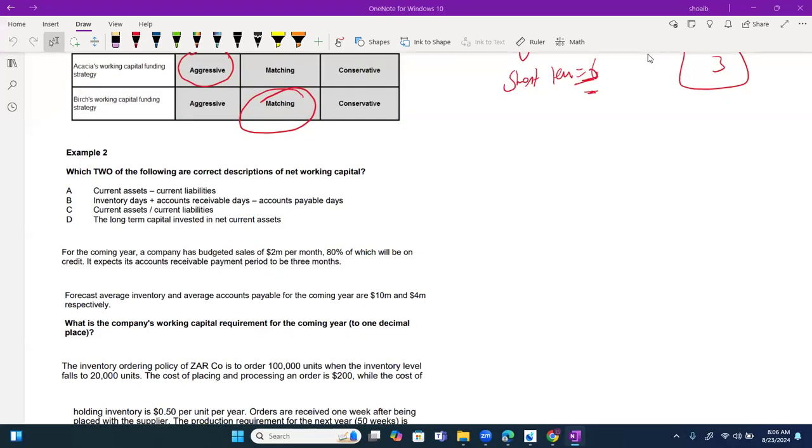Example number 2. Which two of the following are correct descriptions of net working capital? Obviously, current asset minus current liability. This is okay. Inventory days plus account receivable days minus account payable days is a description of working capital days. Current asset over current liability is current ratio. Long-term capital invested in net current assets.